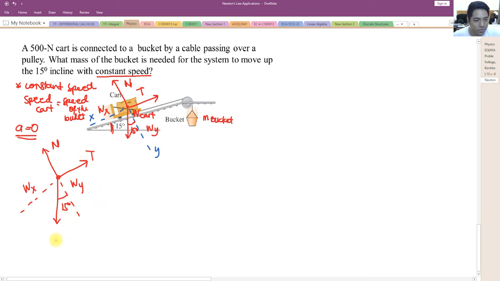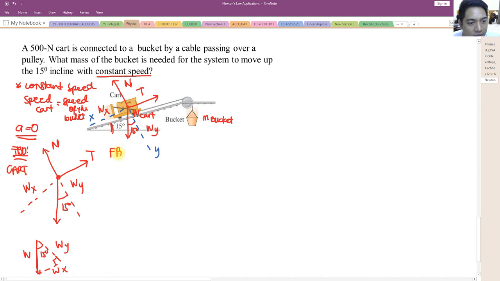If I simply move Wx, I'll be forming a triangle wherein this will be my Wy and this will be my Wx. So this is Wy, this is Wx. The hypotenuse will be the W, and this will be the angle 15 degrees. So now this is the FBD of the cart. That's the FBD of the cart.